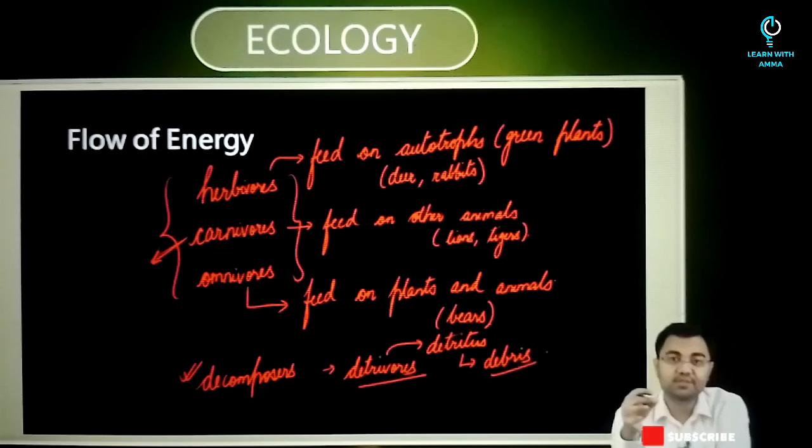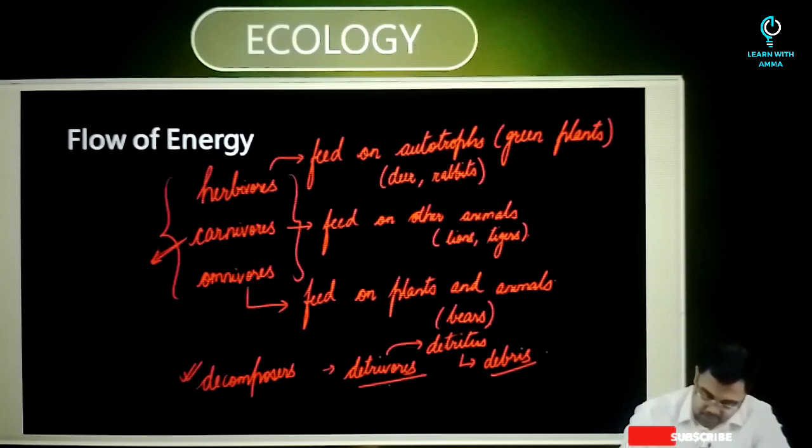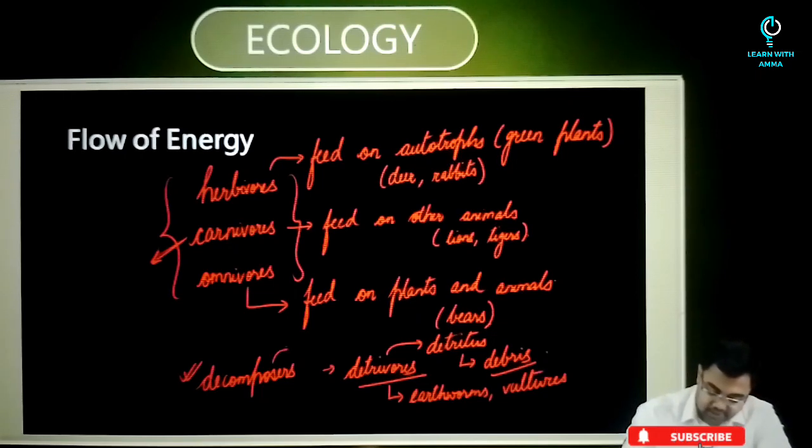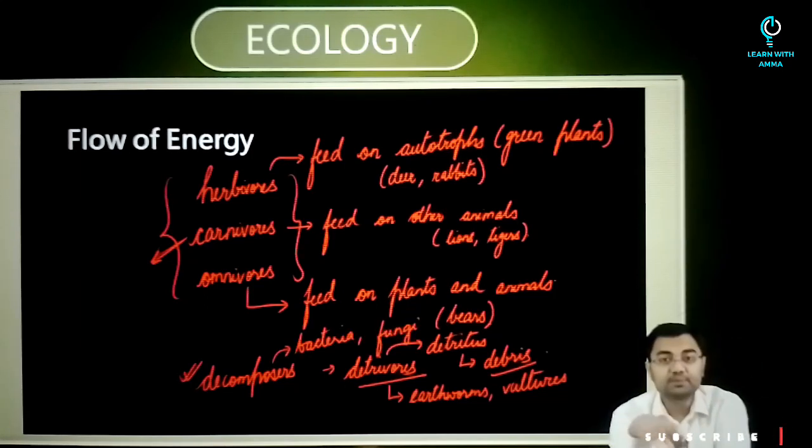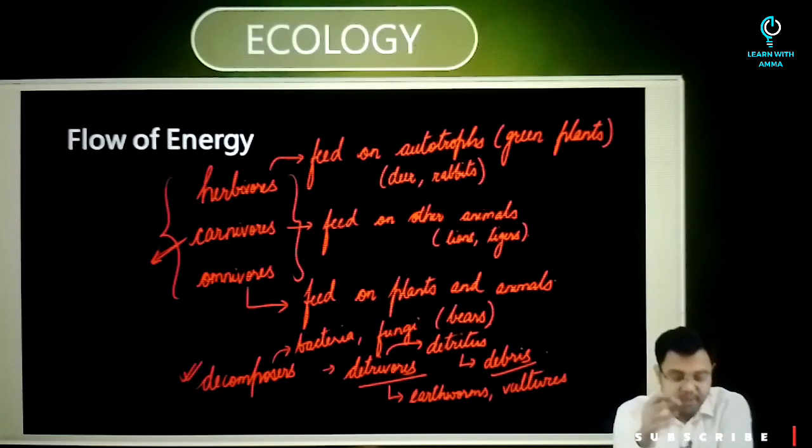You can take earthworms, vultures, and insects as examples. All these are also examples. Other decomposers are bacteria and fungi mainly. So I hope this part of the discussion is clear. Many of you might already be very familiar with all these concepts, but still, just for your brief understanding of all the things that we are going to discuss, this is a very important discussion.